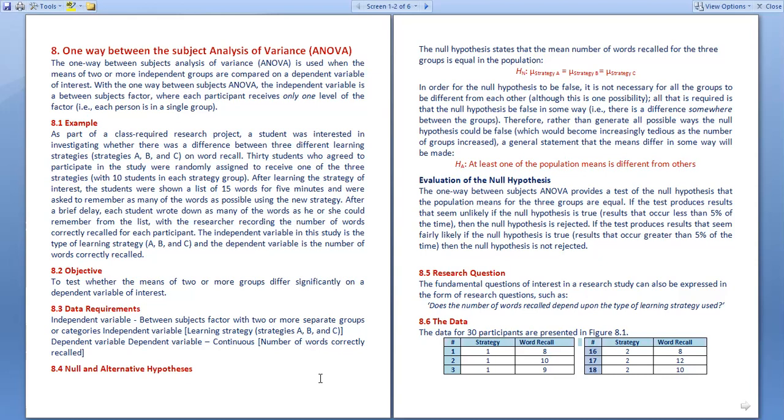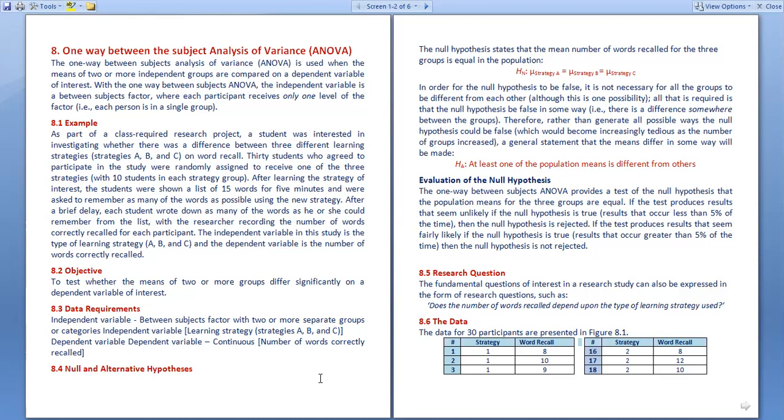As a part of a class required research project, a student was interested in investigating whether there was a difference between the three different learning strategies. The strategies being used were A, B, and C on word recall. 30 students who agreed to participate in the study were randomly assigned to receive one of the three strategies, with 10 students in each strategy group.